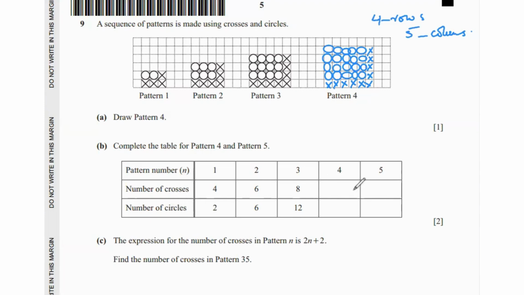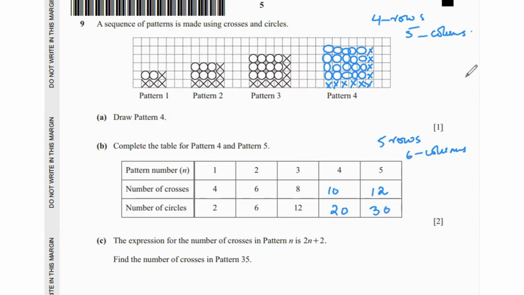So now it says complete the table for pattern 4 and pattern 5. So as we can see for the number of crosses, they're adding 2. So this would be 10 and this would be 12. For the number of circles, it starts with 2, then it's 6, then it's 12. So for 4, it's 1, 2, 3, 4. 4 times 5, that's 20. And then for pattern 5, it will be 5 rows and 6 columns. So that's going to be 30.